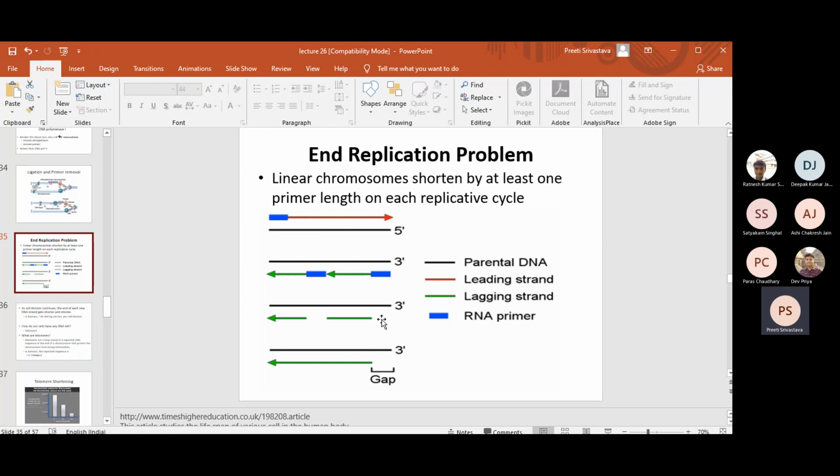Yes, ma'am. So therefore there is a gap which is created at the ends, and this problem is called the end replication problem, because the ends are not replicated. And the reason the ends are not replicated is because once the primer is removed, the DNA cannot be synthesized, because DNA is synthesized only based upon another. It requires something onto which the dNTPs are incorporated.